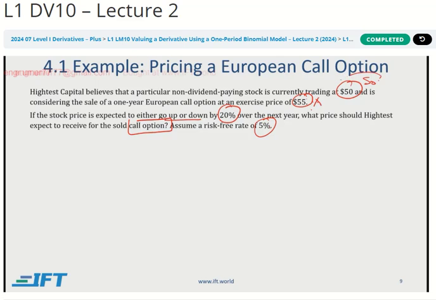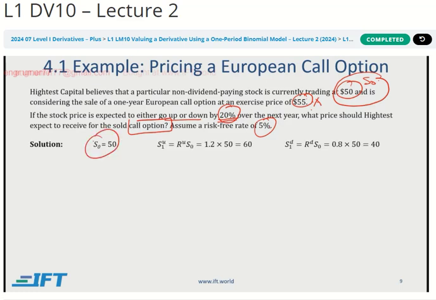Point number one, if it is having a spot price of 50 and it can go up 20% and come down 20%, then what are the prices it can go to? It can come up 20%, which means multiply the spot price of 50 by 1.2 and you get 60. So it can either go up to 60 or it can come down to 40, which is come down 20%. So 0.8 into 50 will be 40. Now this is the first step, that you calculate what S up will be and what S down will be.